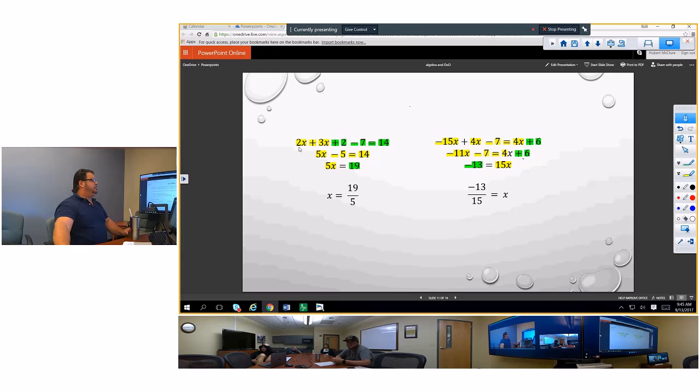All right? 2x plus 3x plus 2 minus 7 is equal to 14. Well, before you do anything, you've got to simplify this by combining like terms. The 2x plus the 3x is equal to 5x. The positive 2 minus 7 is equal to negative 5. And now you've got an algebraic equation. And you bring the 5 over and you solve.